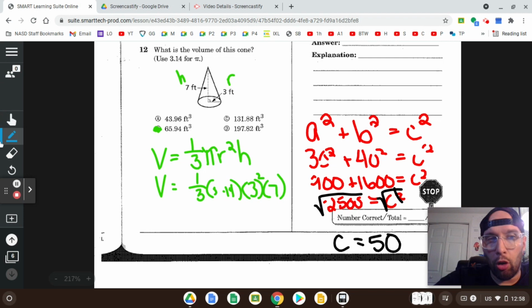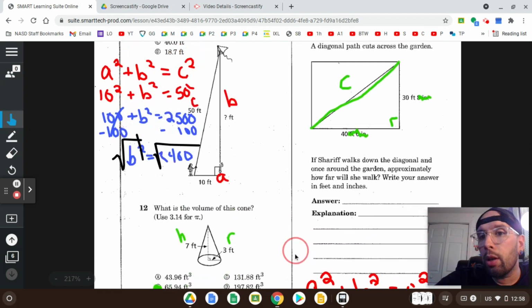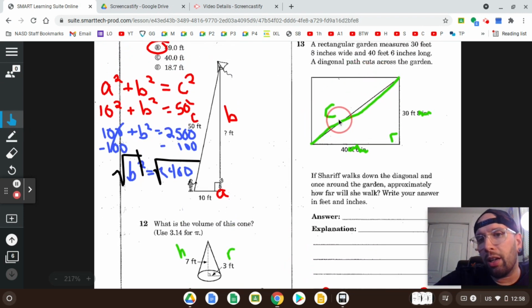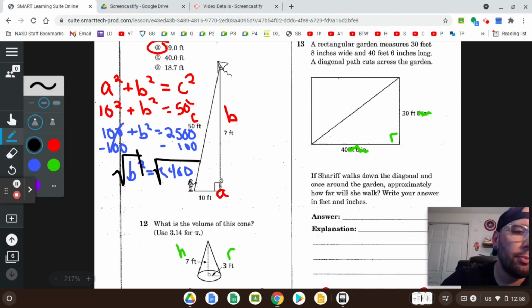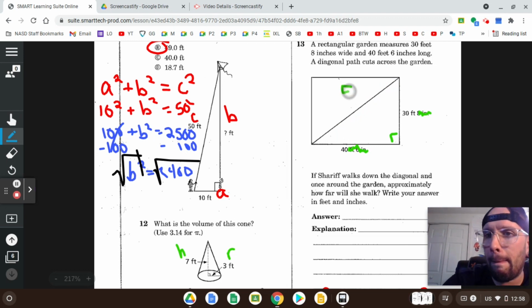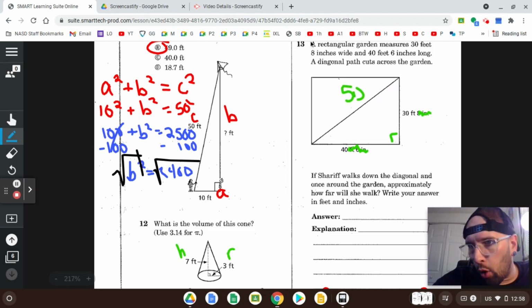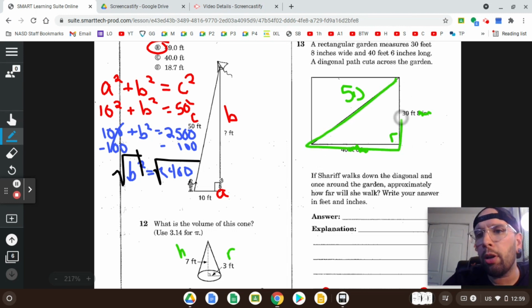So let's go back up and clear this out a bit and reread the problem. He walks down the diagonal and once around the garden. So 50 plus 40 plus 30 plus 40 plus 30.